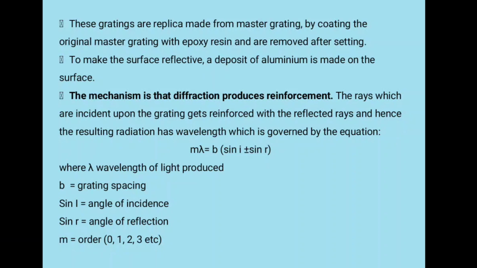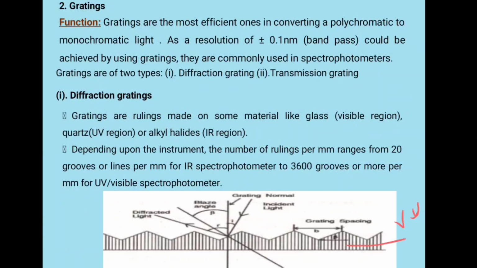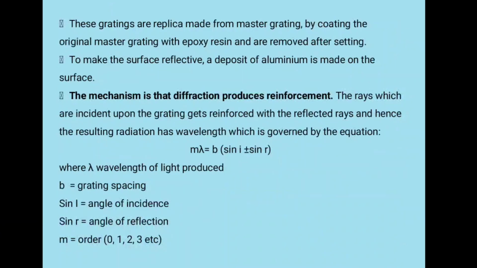That means the rays which are incident upon the grating get reinforced with the reflected rays, and hence the resulting radiation has a wavelength which is governed by the equation. You can see in the diagram here. So here the mechanism is diffraction produces reinforcement. When the incident rays fall on the grating, it will get energized and hence the resulting radiation that is emitted has a wavelength. It can be calculated by the equation.